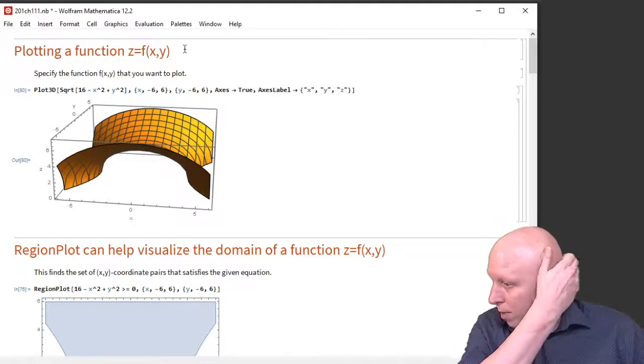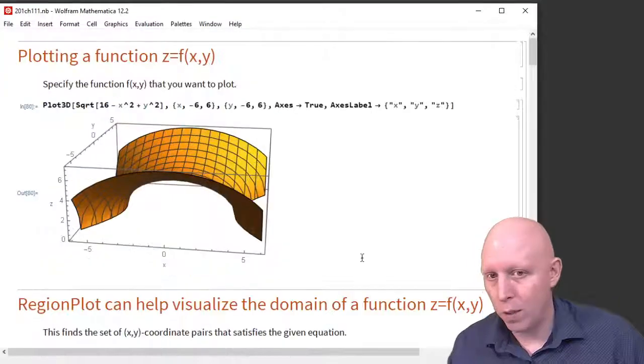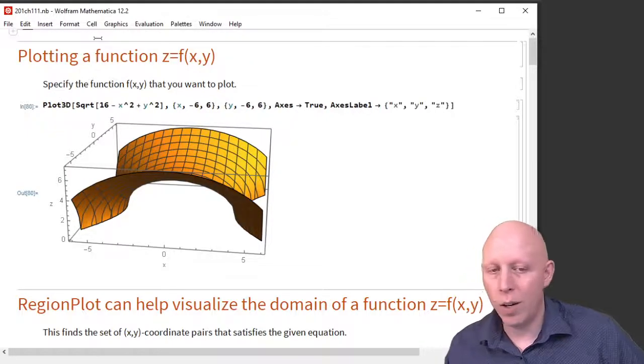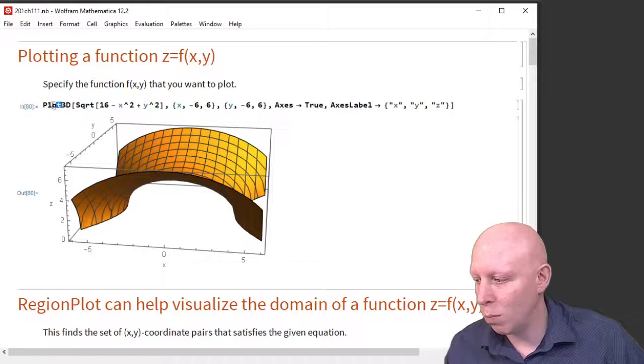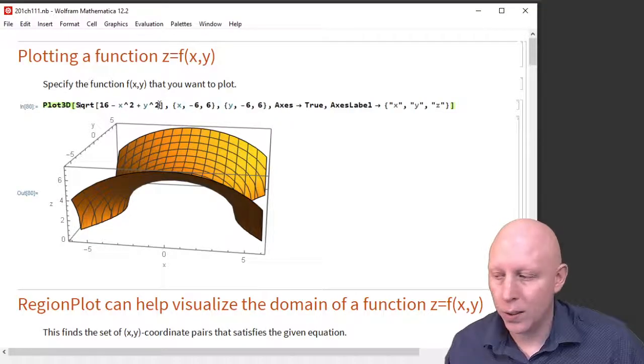So first thing, if we want to plot a function, let me make this a bit bigger. If we're plotting a function of one variable, we use the function Plot. But if we want to plot a function of two variables, we use the function Plot3D. What Plot3D will do is you tell it what the function is in terms of the variables that you care about. So here we're looking for the square root of 16 minus x squared plus y squared.